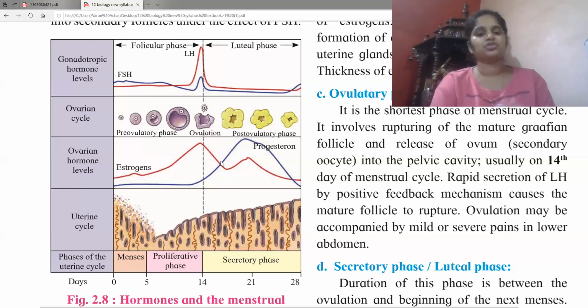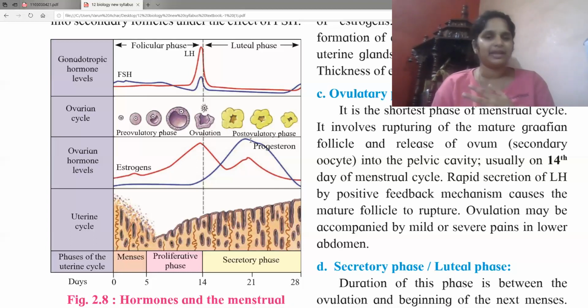But as soon as the estrogen level goes down and the progesterone level increases, it leads to breakouts, that is pimples forming on their face, and also makes their skin very oily, and their hair becomes rough.